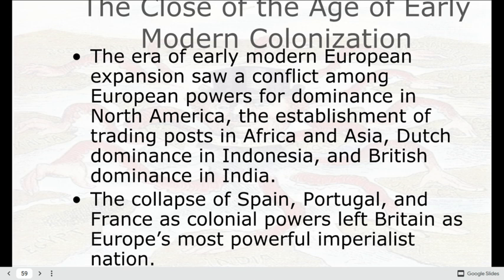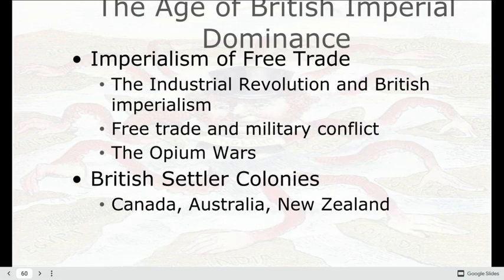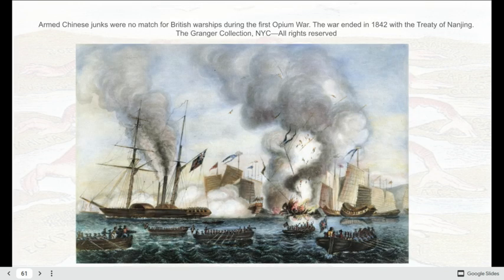So at first, when the colonial era was involved, the European countries fought with each other quite a bit. That's what the Seven Years' War / French and Indian War was about. Even the American War for Independence was about that. But, of course, there's a few countries that left. The scramble for territory, Spain and Portugal fell behind, and Britain became the more dominant country. And imperialism this time is going to be built quite a bit around free trade and the influence of industrialization. And there's also going to be new settler colonies, like the ones that we had here in the States, in Canada, Australia, and New Zealand.